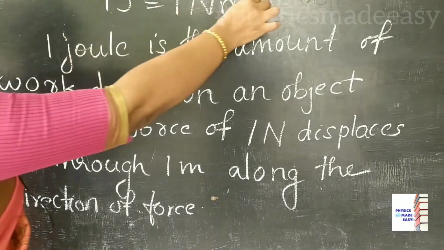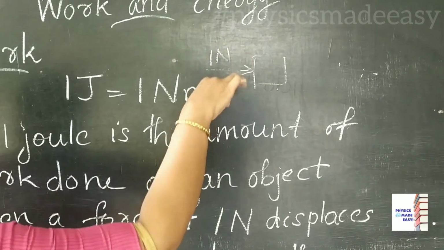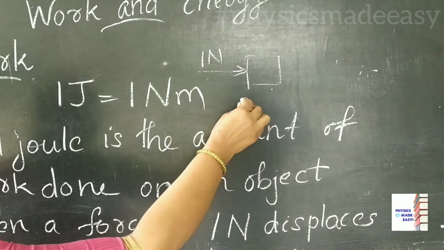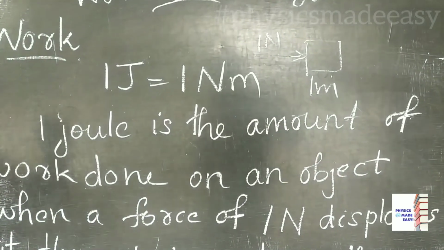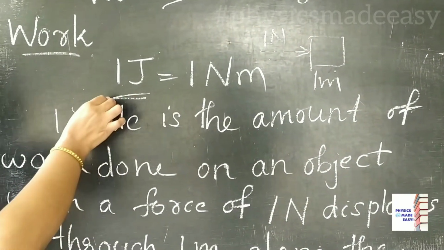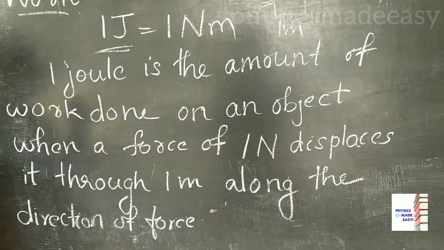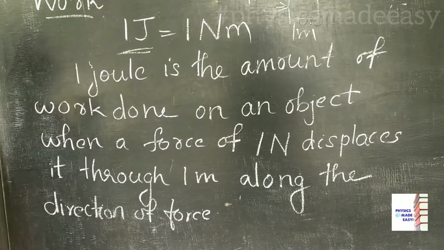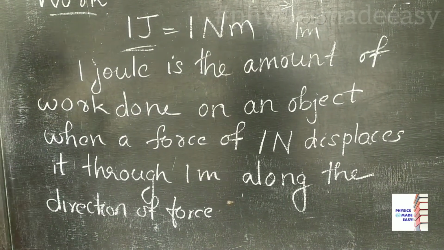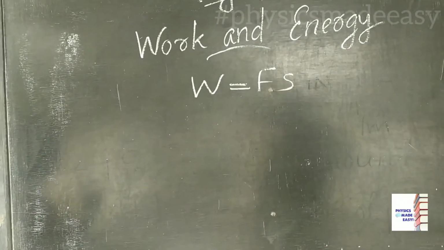Here, one object: if 1 Newton force is applied on that object and that object moves through 1 meter distance, we can say the work done is 1 joule. So 1 Newton force is applied on that object, due to that force the object is displaced through 1 meter, then we can say the amount of work done is 1 joule. Children, here we have to discuss 3 cases.